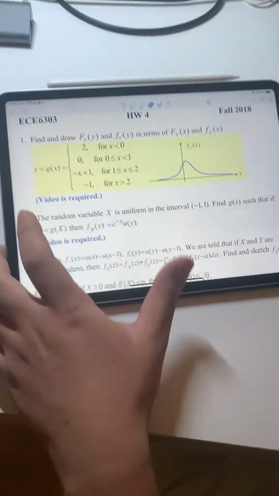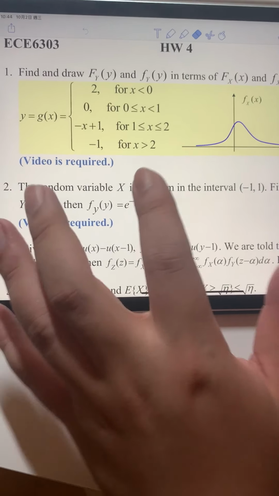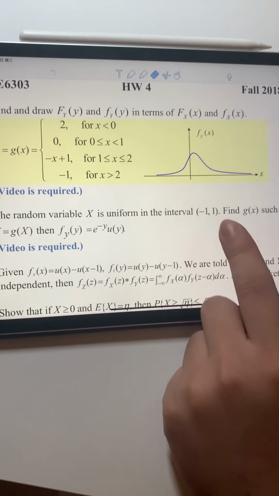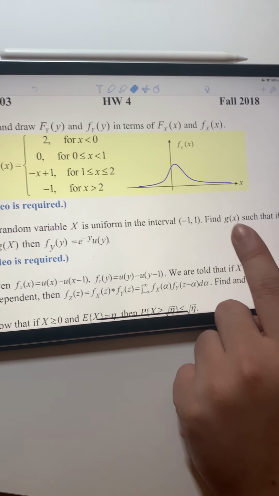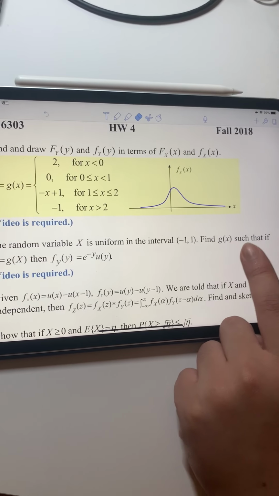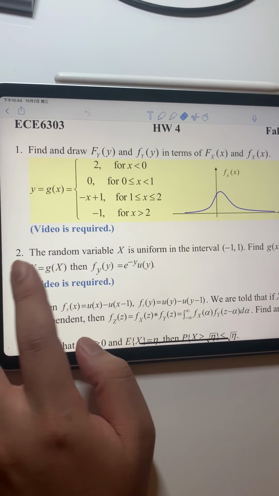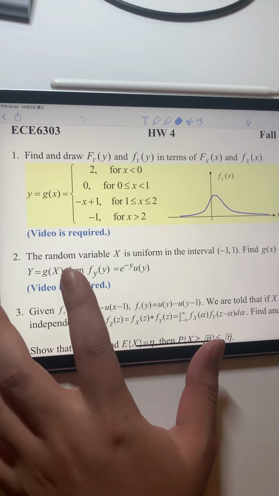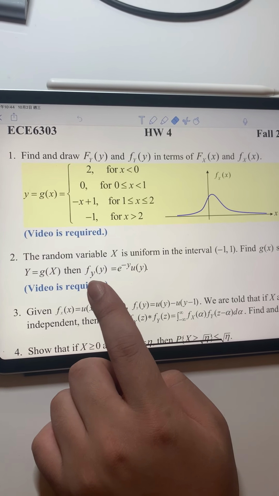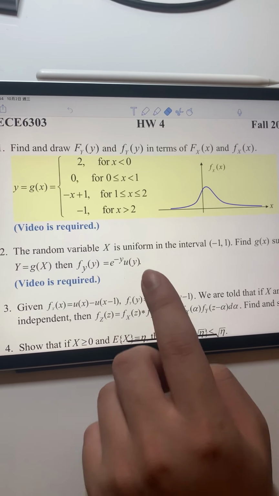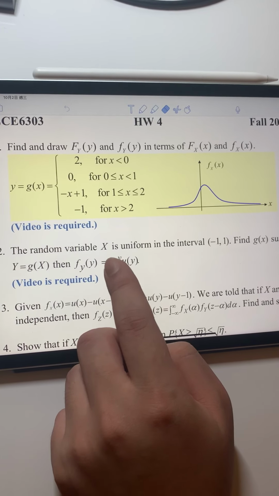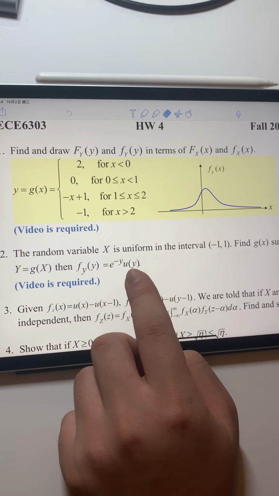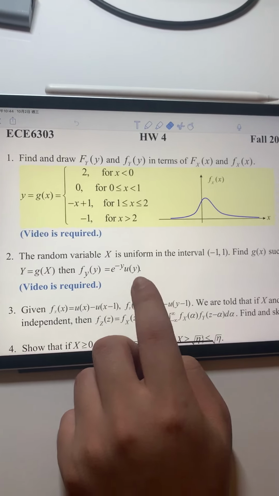Everyone, I'm CHW4. Today I'm going to explain probability week 4, homework 4, question 2. Question 2 is asking us: the random variable x is uniform in the interval -1 to 1, and we want to find the function g of x such that if y equals g of x, then the PDF of y equals exponential power of negative y times unit step function of y.